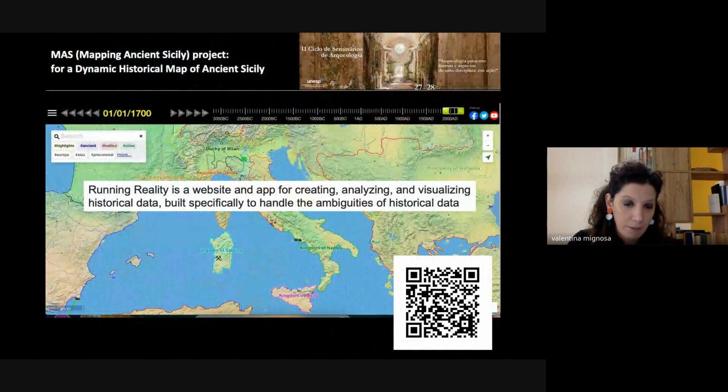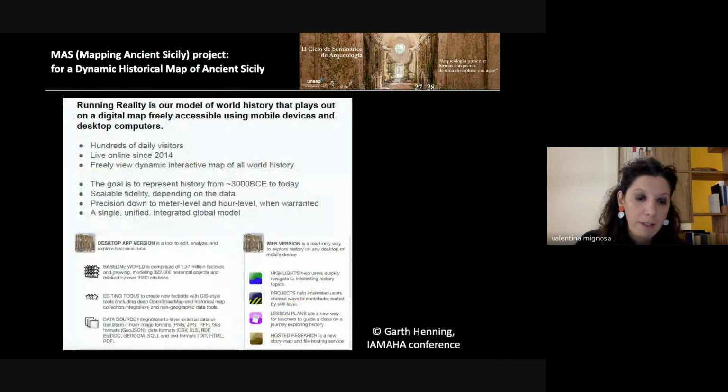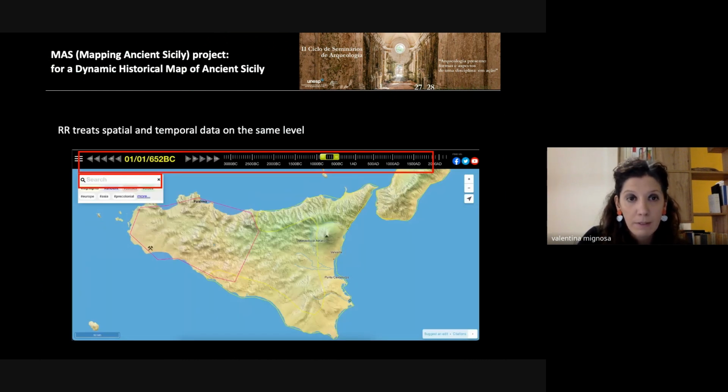This is an open access desktop application that allows you to work in a spatial environment, but it has been created with the aim of providing a dynamic representation of history on a map. So this tool treats spatial and temporal data equally and embodies the spatial historical dynamical approach on which our research is based, without compromising the accuracy and reliability of the data entered.